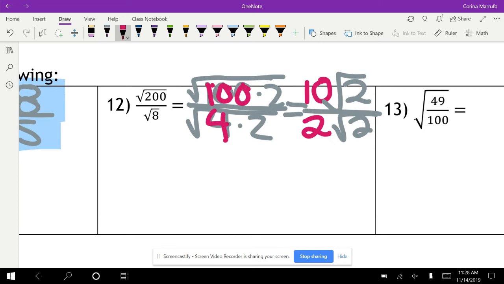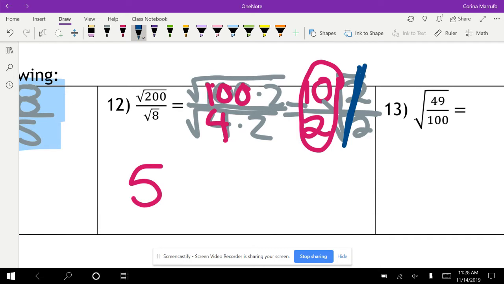All right. 10 divided by 2, we can reduce that. 10 divided by 2 gives us 5. And then when we have a square root on top and a square root on bottom, they both cancel each other out because it's the exact same thing. So 5 would be our final answer.